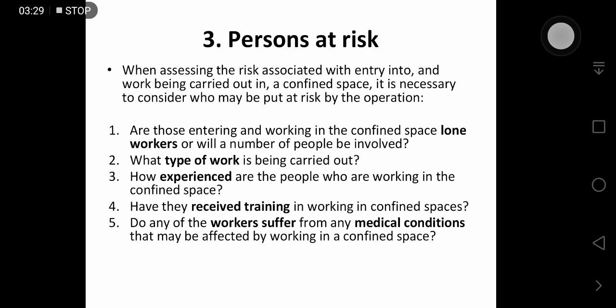The third thing is persons at risk must be assessed. When assessing the risk associated with entry into and work being carried out in a confined space, it is necessary to consider who may be put at risk by the operation. Are those entering and working in the confined space lone workers, or will a number of people be involved? What type of work is being carried out, and how experienced are the people who are working in the confined space? Have they received any training in working in confined spaces? Do any workers suffer from any medical condition that may be affected by working there?